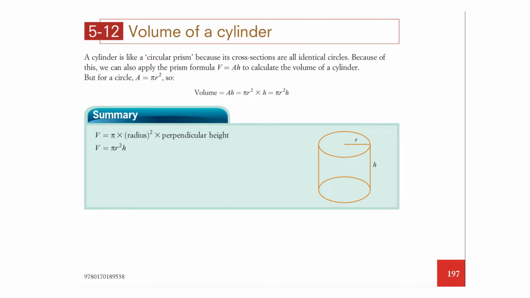Now we know for a circle that the area is pi r squared. That's the same circle there. They're identical circles. So the volume is area times the height. If the area is pi r squared, then that's pi r squared times h, and that's pi r squared h. And there's a summary of it there. Now always be careful that the diagram is showing you the radius, not the diameter. Just pi times that distance squared times the height.